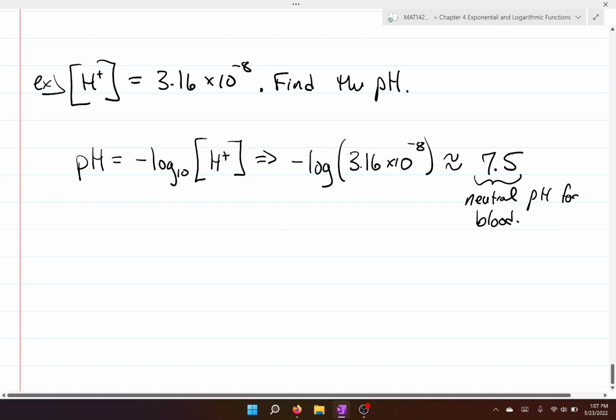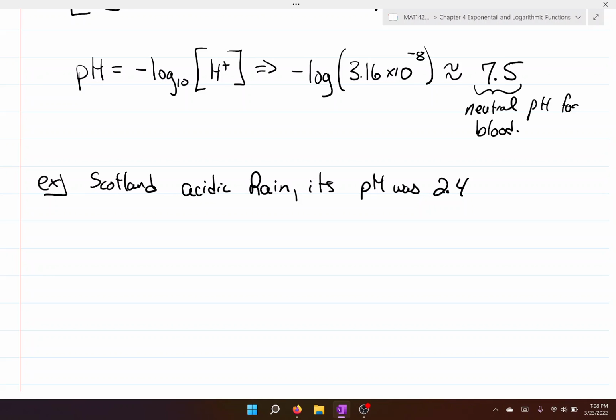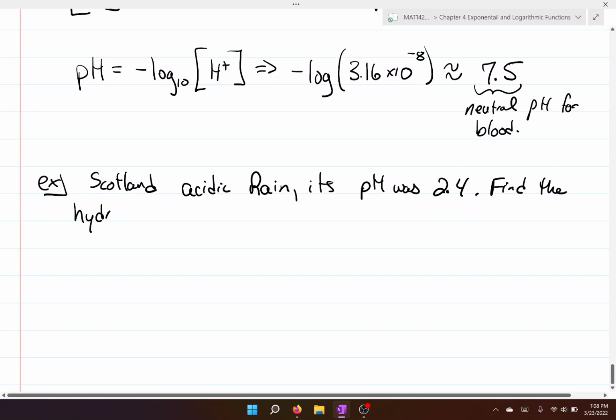All right. Now, another example, and this one's actually kind of interesting. Scotland had some acidic rain once, and its pH was 2.4. I mean, that's crazy. It's almost battery acid. Battery acid has a pH of 1. So this is really just bad. But anyways, let's find the hydrogen ion concentration for this.